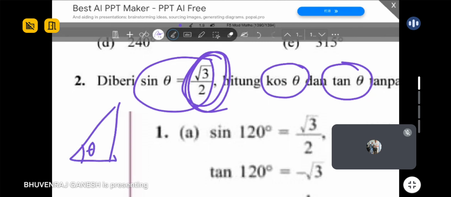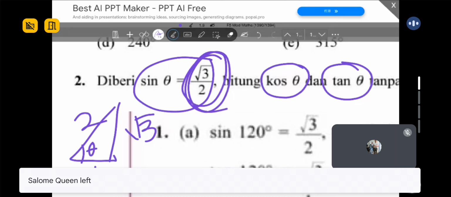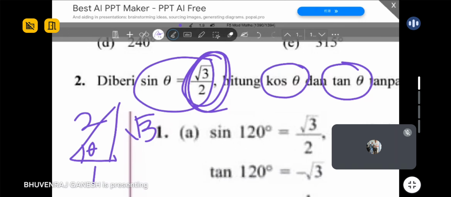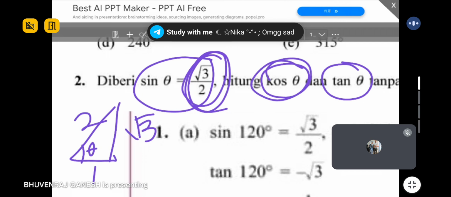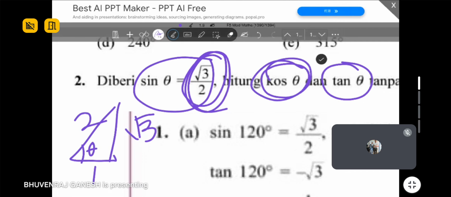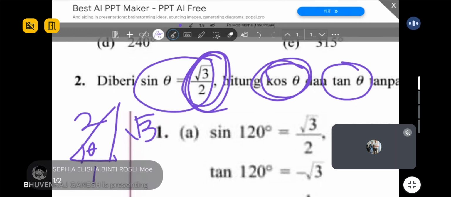Okay. So maybe theta kat sini. So sin theta sama dengan bertentangan bagi hypotenuse. So bertentangan, opposite here, hypotenuse here. So nilai ni adalah 1/2. Okay. So can you all tell me apa nilai cos theta berdasarkan segitiga sekarang? Anyone? Cos theta. What is your answer? Very good. Okay, 1/2. Correct.